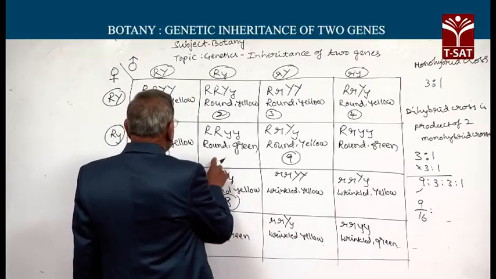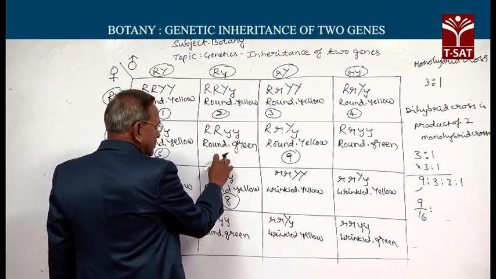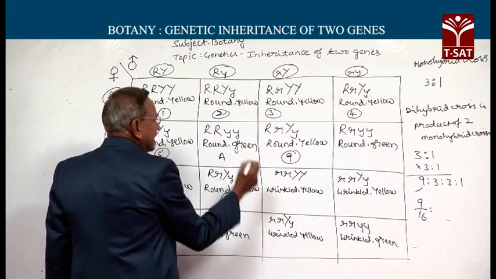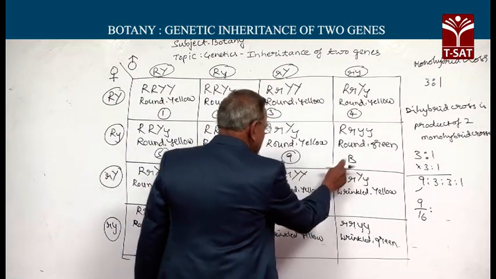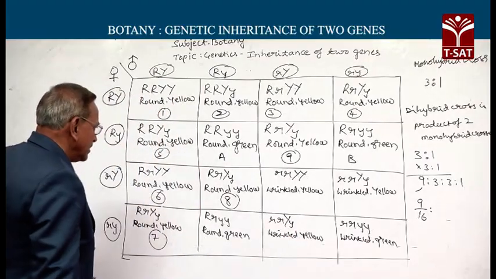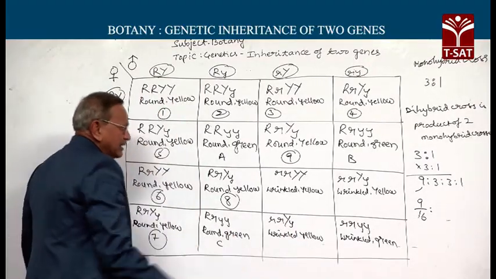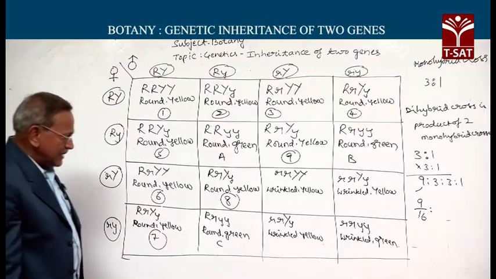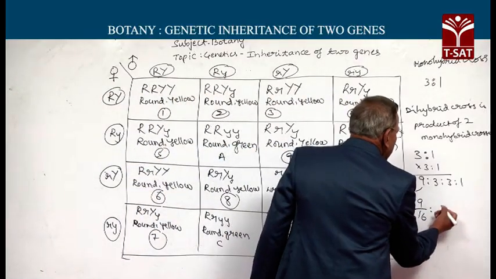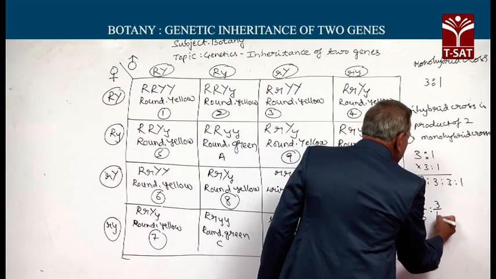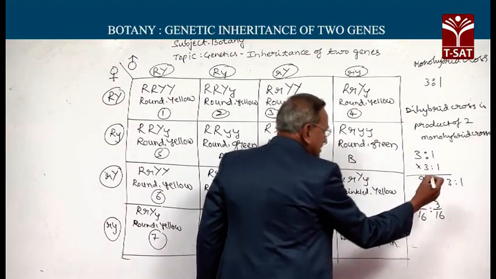Now let us take round and green. Round and green, let me write it A here, round and green, B here. So this is first one, this is second one. We have round and green, the third one, ABC. So this is again 3 are there, round and green. So 3 by 16. This is verified.